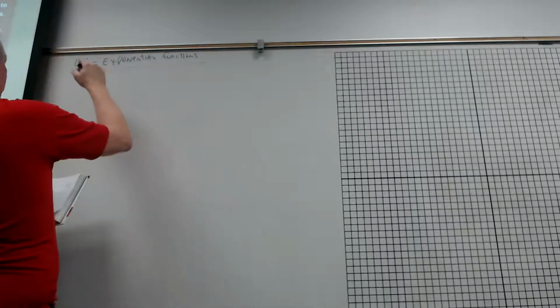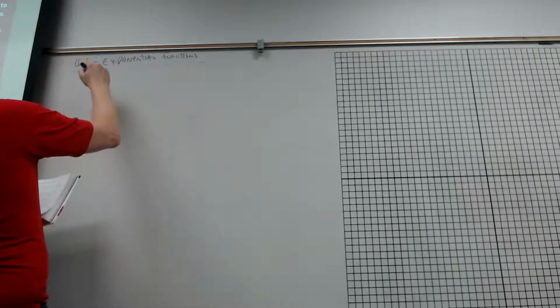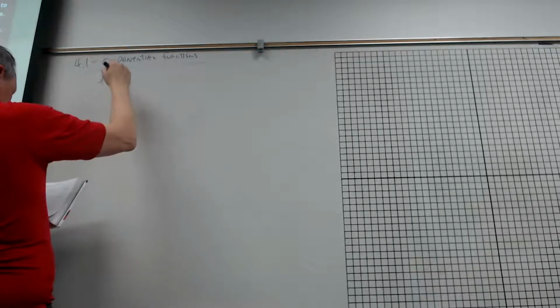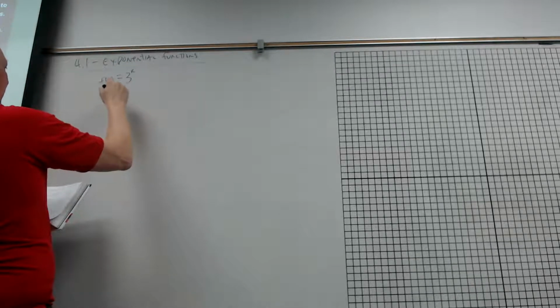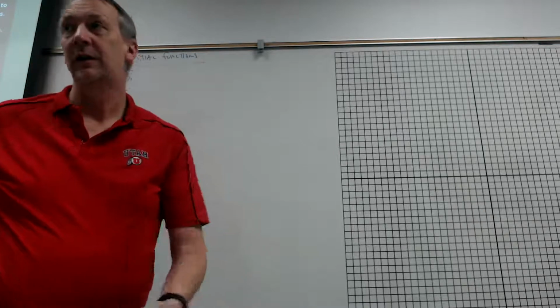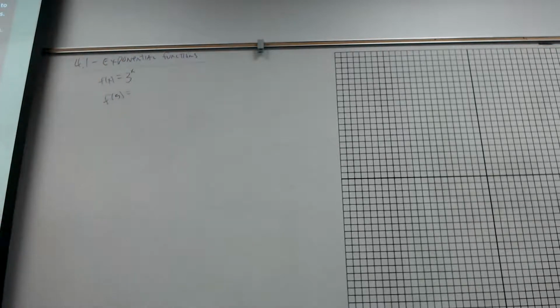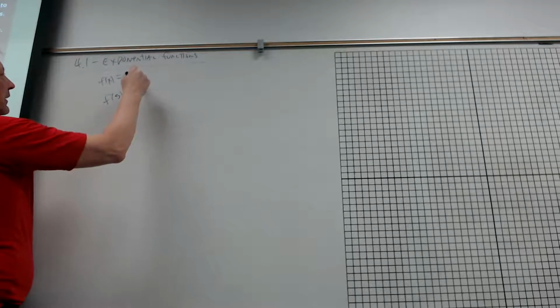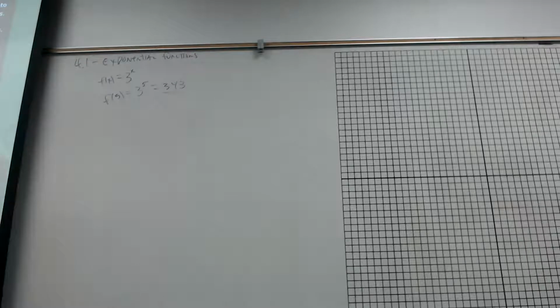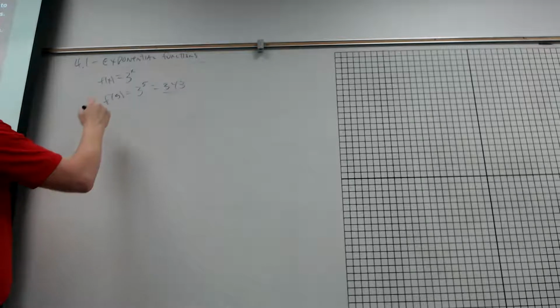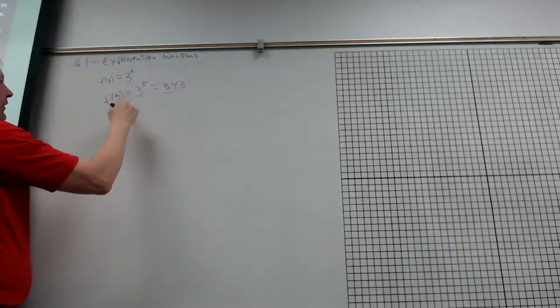Let me just start with this. If I have f of x equals 3 to the x power, what is f of 5? So, Daniel, how would you do that? Put the 5 in the exponent, right? Yeah, so that would just be 3 to the 5th, which is 243. How about, what if I said f of negative 2/3?